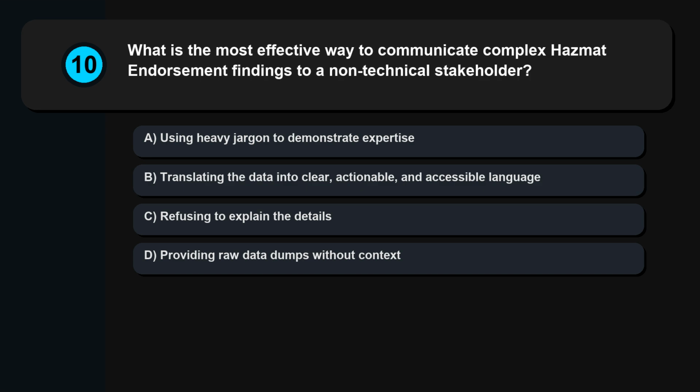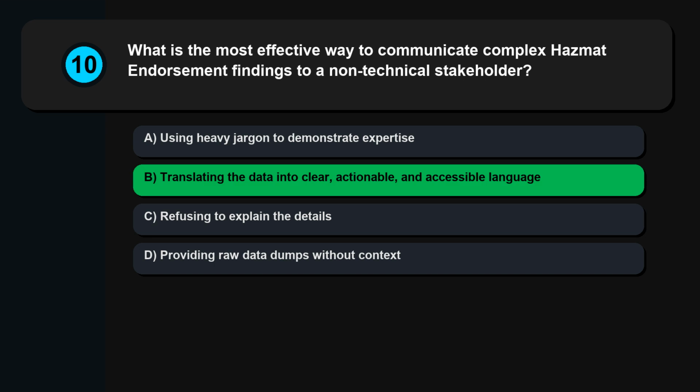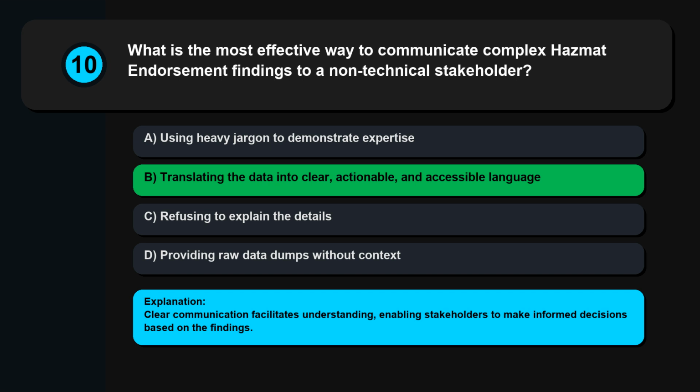Question 10. What is the most effective way to communicate complex Hazmat endorsement findings to a non-technical stakeholder? Using heavy jargon to demonstrate expertise, translating the data into clear, actionable, and accessible language, refusing to explain the details, providing raw data dumps without context. Clear communication facilitates understanding, enabling stakeholders to make informed decisions based on the findings.